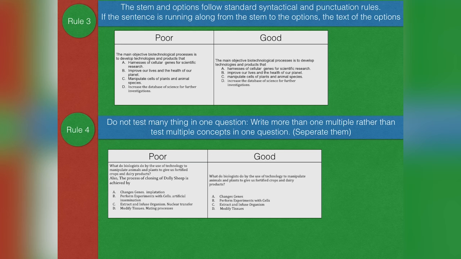Rule number 4. The facilitators are not expected to test many things in one question. They are expected to just write one multiple choice question in one particular question. They should separate it. Now, if you look at this test item, the poorly written one, 2 questions were asked in one. And you see, the students will be struggling to answer them. There will be complication. Here we see just one single question and the answer provided for it. That's rule number 4.